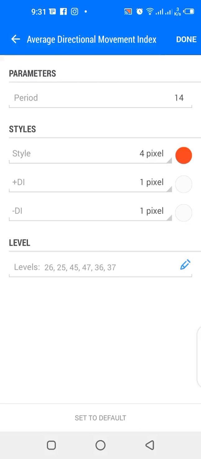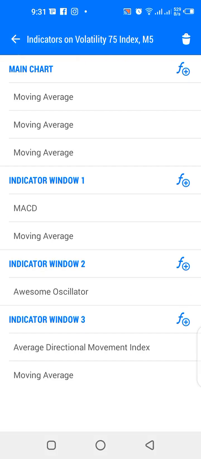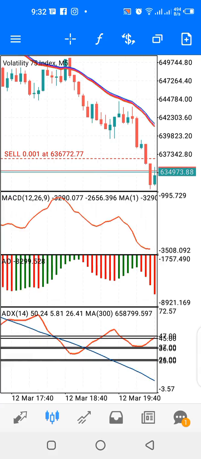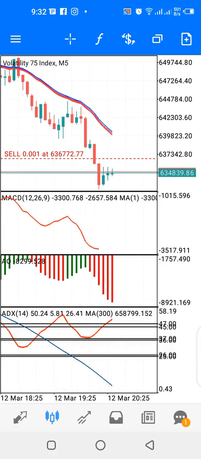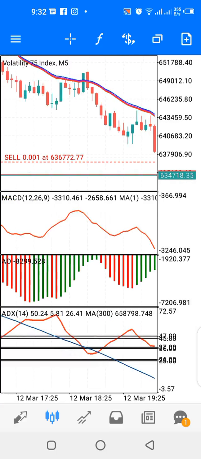Color is black. Then we have a moving average on indicator window 3, 300 period, linear weighted, apply to weighted close, color is navy blue. So those are the parameters for the settings. That's all about the strategy. It is a good strategy. This is the 5-minute time frame, you can use it on any time frame, but make sure you follow the rules and principles of this strategy.